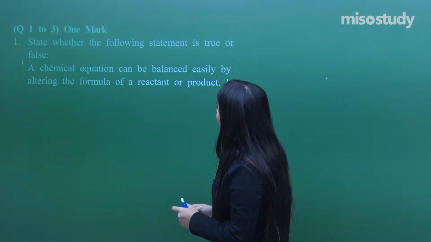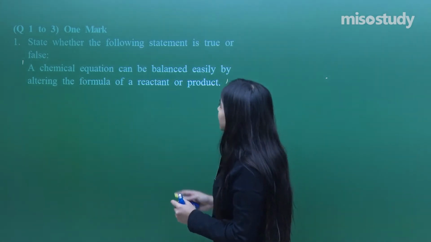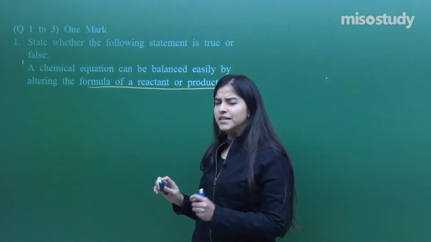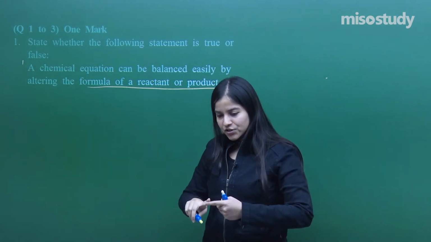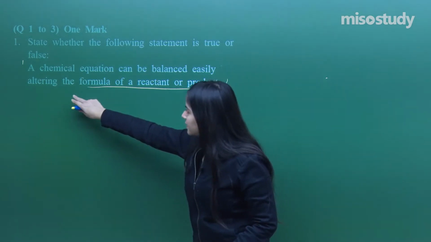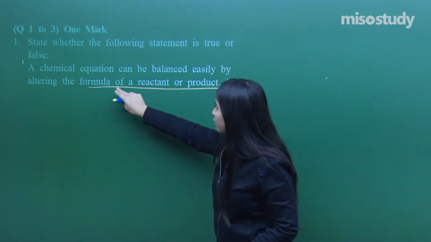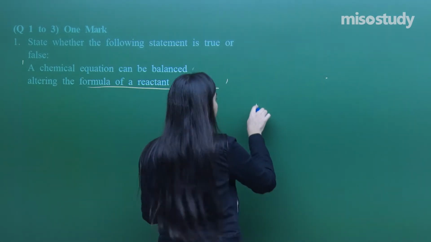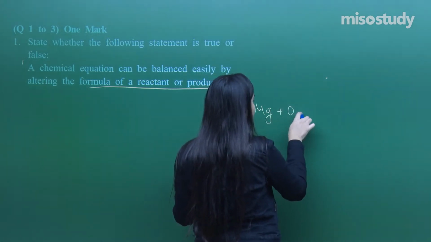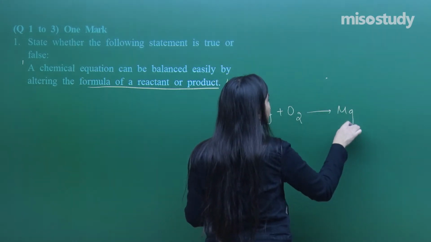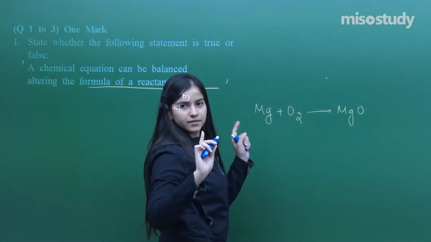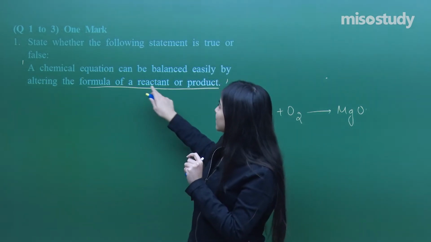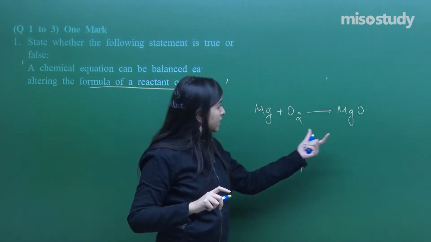A chemical equation can be balanced easily by altering the formula of a reactant and a product. Is it so? They are saying that we need to alter, that means change, the formula of the reactant. Let's take up this reaction, Mg plus O2 giving MgO. This is not balanced. So what this statement says is we need to alter the formula of the reactant or the product.